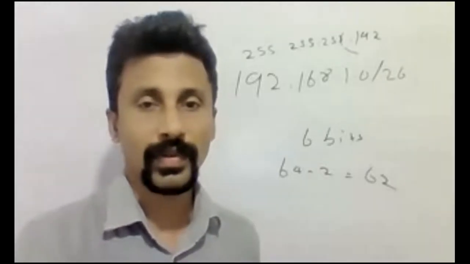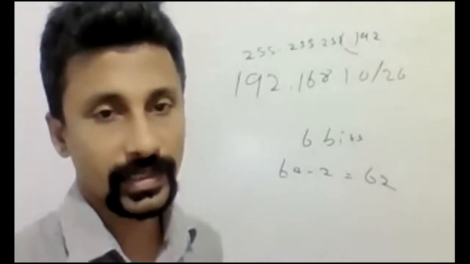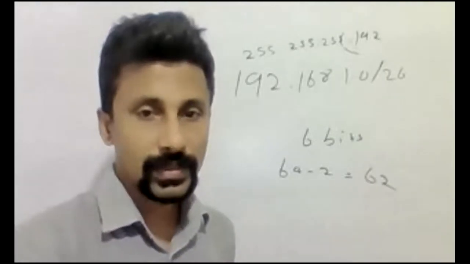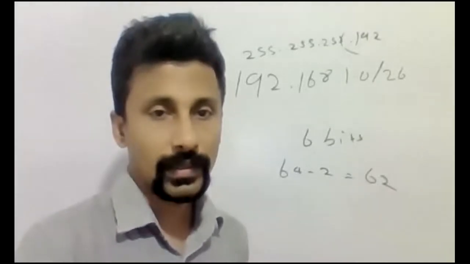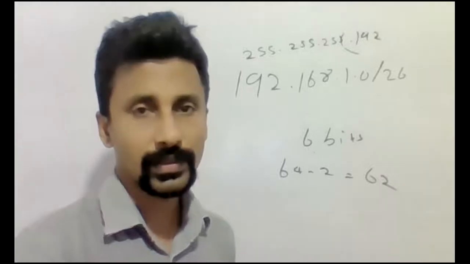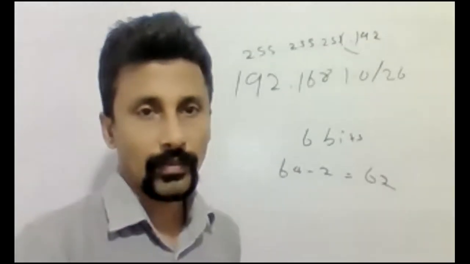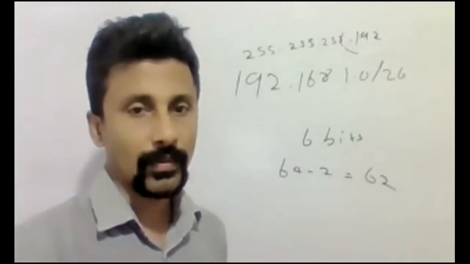What is the maximum valid host addresses which can be provided to ICT unit and engineering unit respectively? This is the answer. Write the two subnet IDs which are related with the above subnets. So network IDs, you can write the network IDs. One is 192.168.1.0.